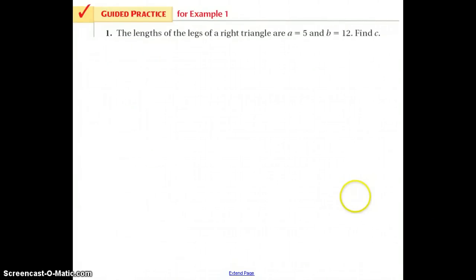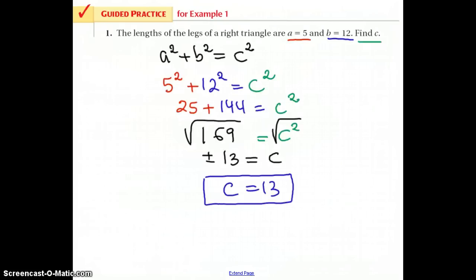Alright, so pause the video and try this guided practice on your own to see if you can apply the Pythagorean theorem. Alright, the answer should come out to be 13. You can see the work here, and if you didn't get 13, then I recommend going back to example 1 and rewatching it again.